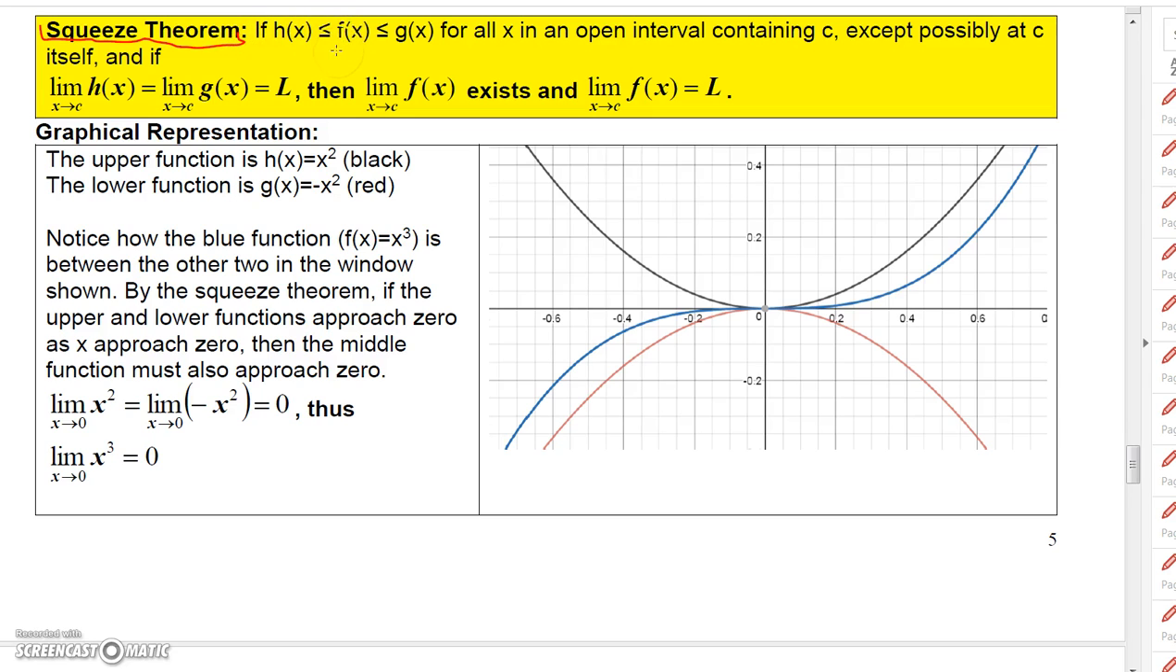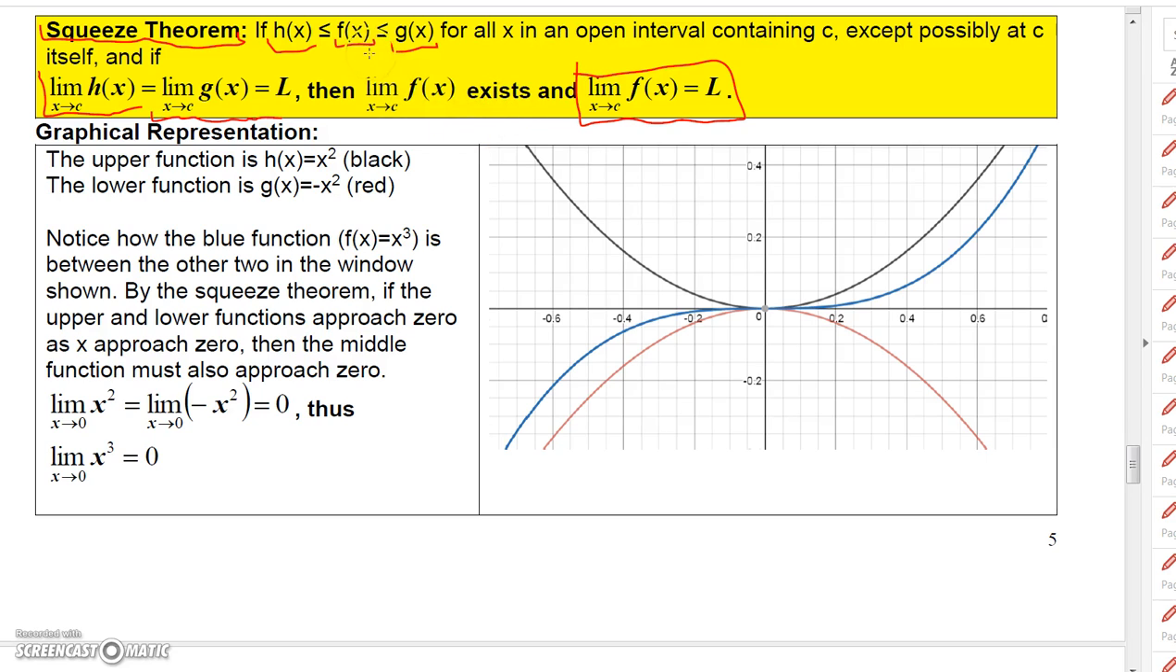It says that if you can show that you have this function f of x squeezed between two other functions, h of x and g of x, and that if you know that the limit of h of x as x approaches c is L, as well as you know the limit of g of x as x approaches c is L, then that must mean that the limit of f of x as x approaches c must also equal L.